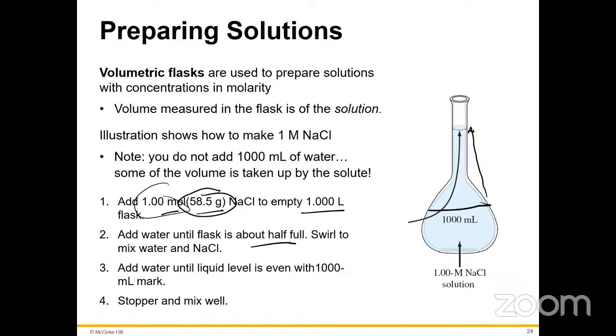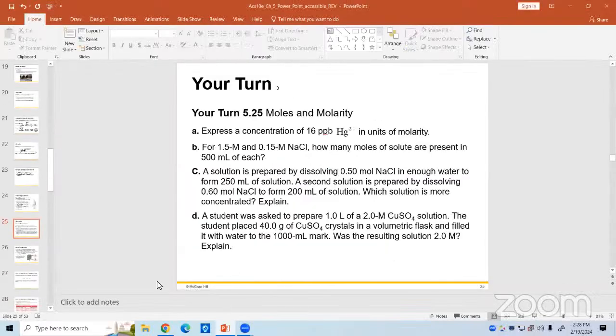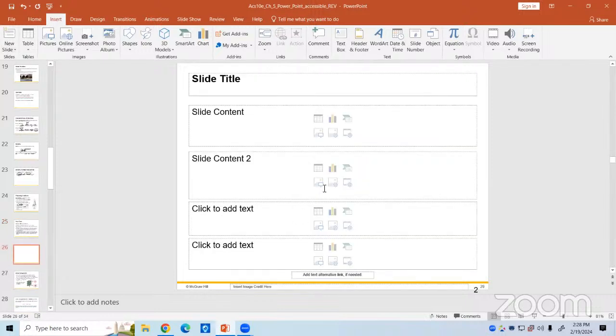Any questions? All right, so let's look at some questions here. It says express the concentration of 16 parts per billion mercury 2 plus in units of molarity. So how am I going to do this? Because I'm going to need some space. Okay, let me get out of this here. And let me insert a new slide.